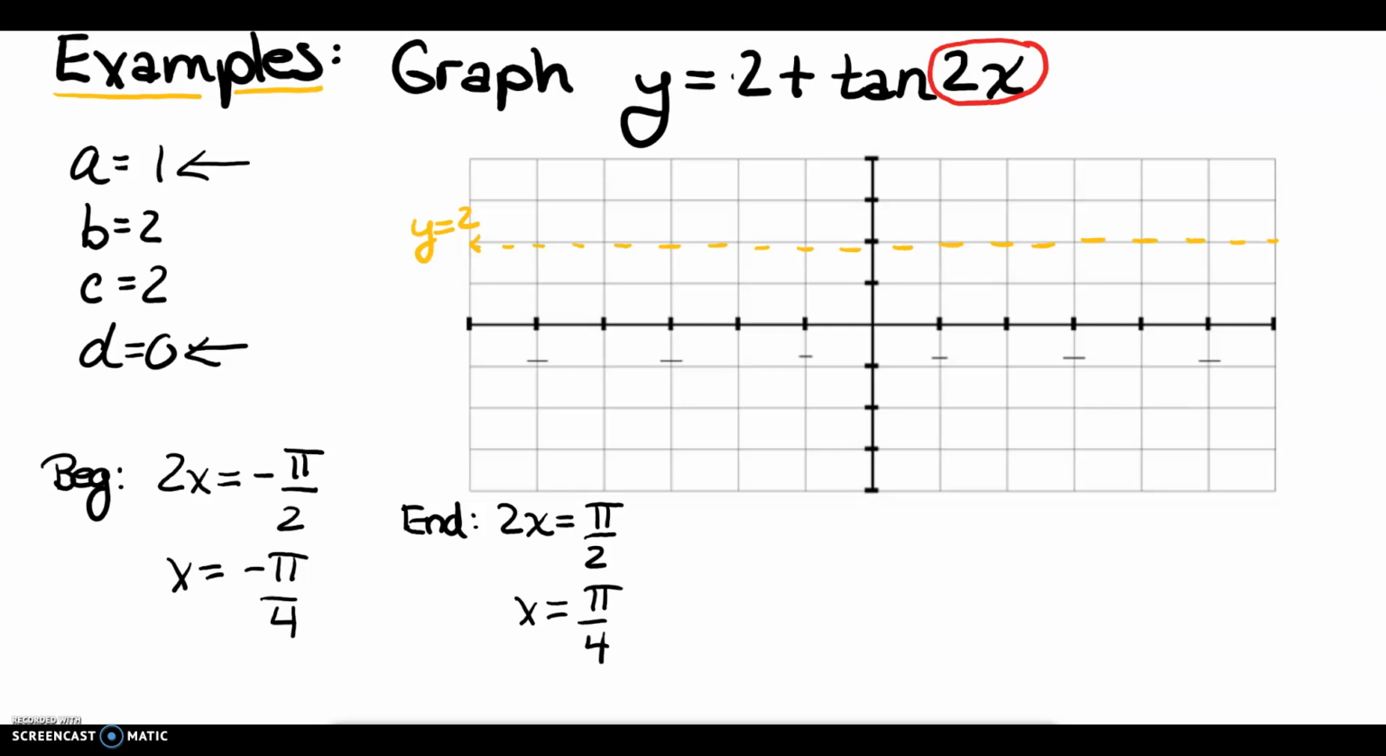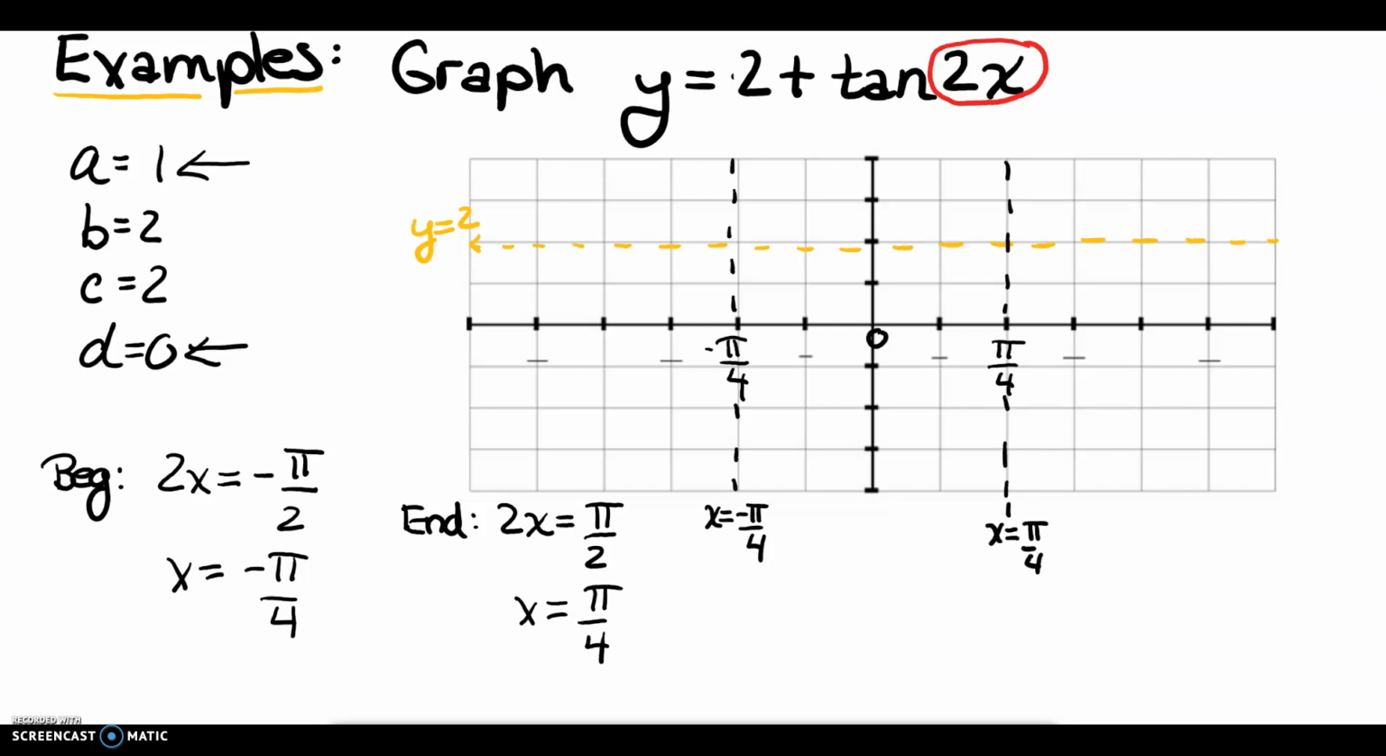So I know I have to divide my graph into 4 equal parts. So if I put negative pi over 4 here and pi over 4 here, I only have 2 equal parts. So I'm going to spread them out a little bit more to give myself some room. Negative pi over 4 and pi over 4. And I'm going to draw in my asymptotes and label them with their labels. X equals negative pi over 4. X equals positive pi over 4.